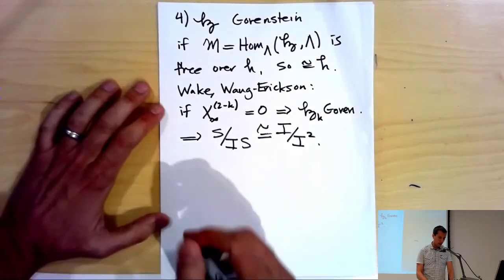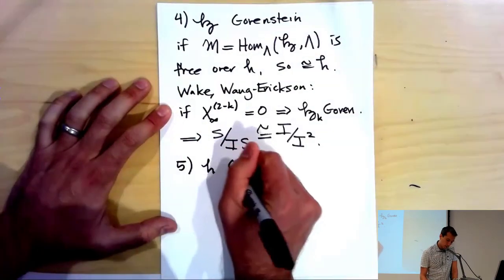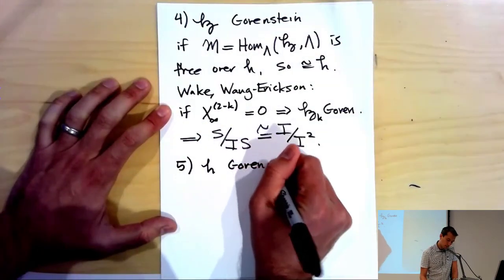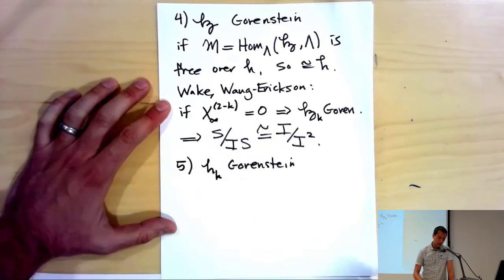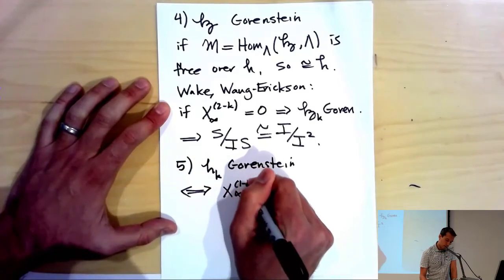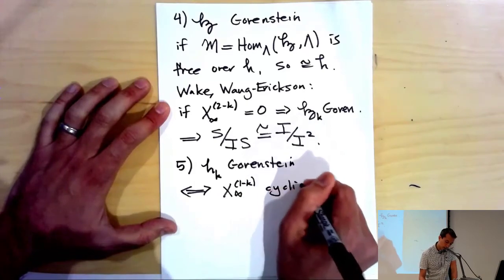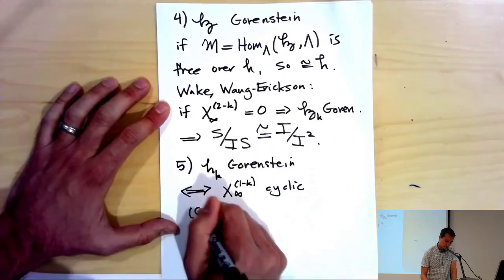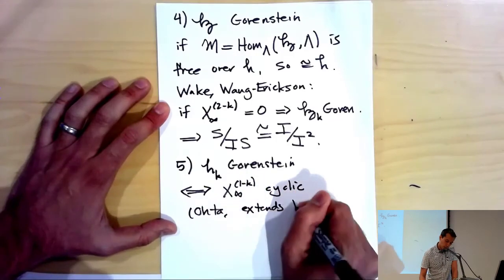And also, if little h_k is Gorenstein, so the cuspidal one, this is true if and only if this is cyclic, and this is just a consequence of Ohta's result. But I should say this is Ohta, but this extends a result of Wake and Wang-Erickson.